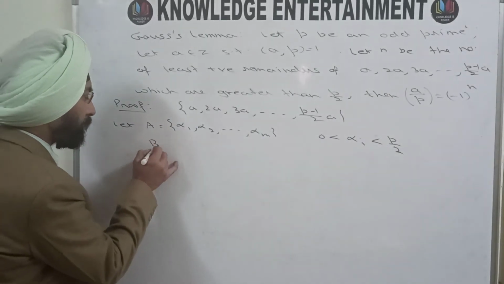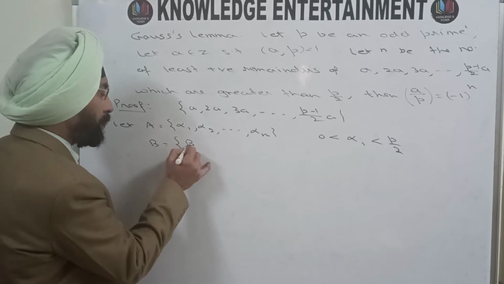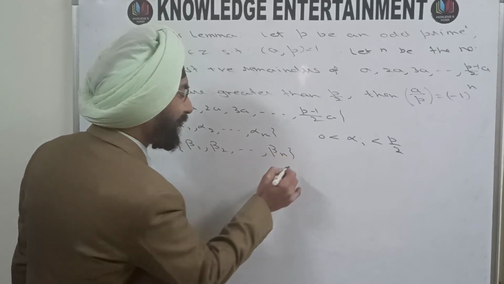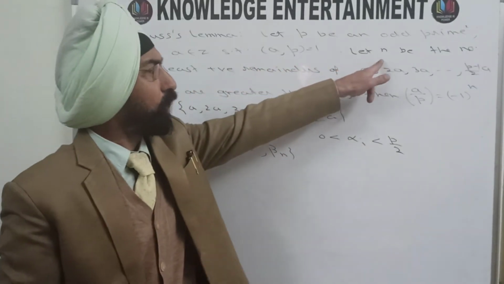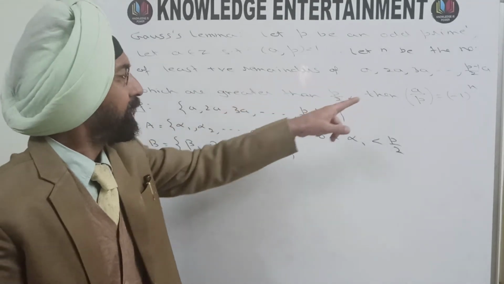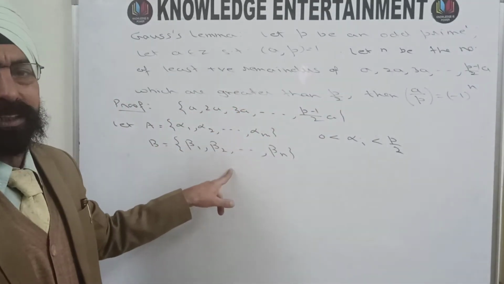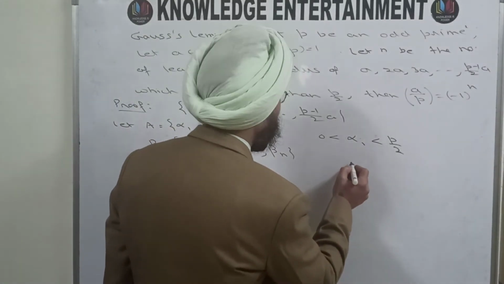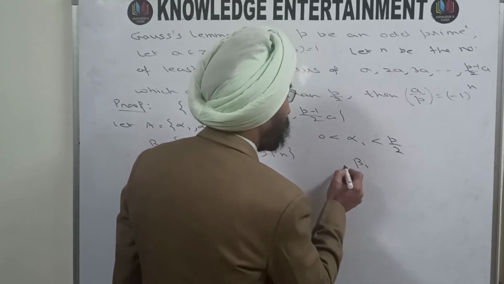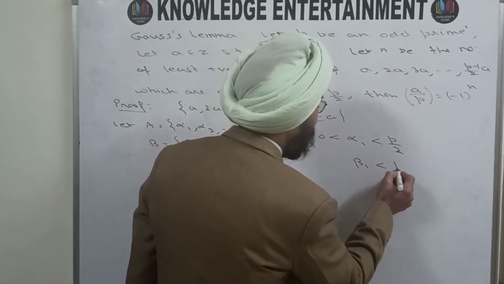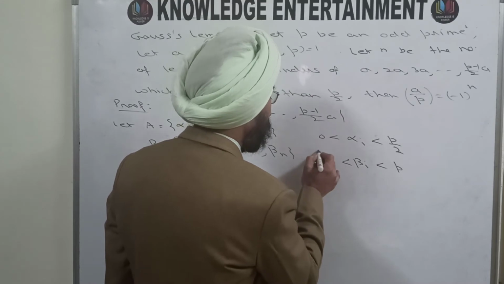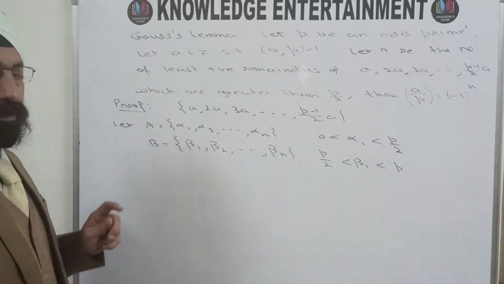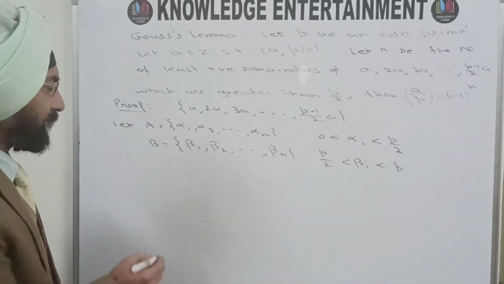Similarly, B is beta 1, beta 2, and so on up to beta n, because n is the number of the positive remainders which are greater than P by 2. So these are the remainders obtained by dividing these numbers by P which are greater than P by 2. So each of these beta i's is less than P but greater than P by 2. Okay. Now consider another set C.